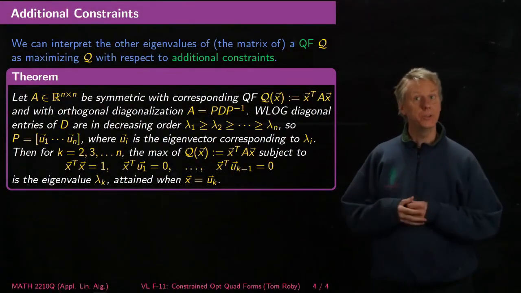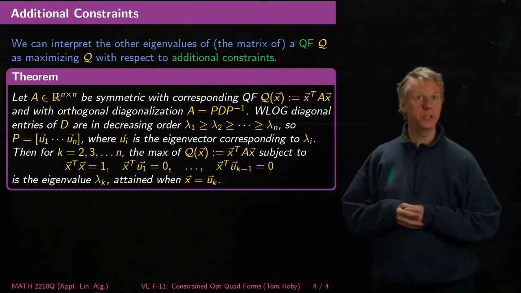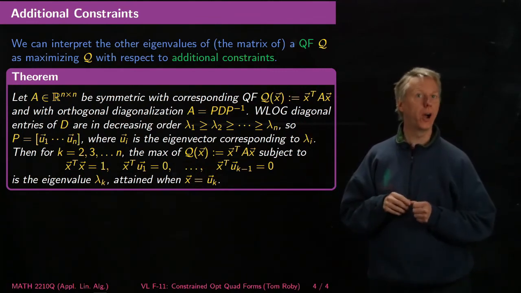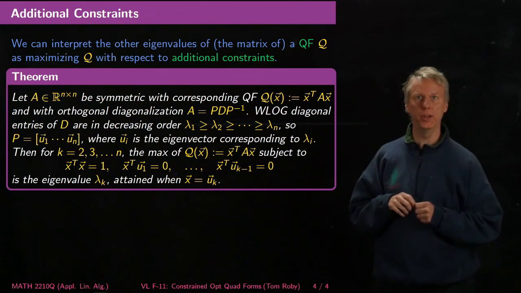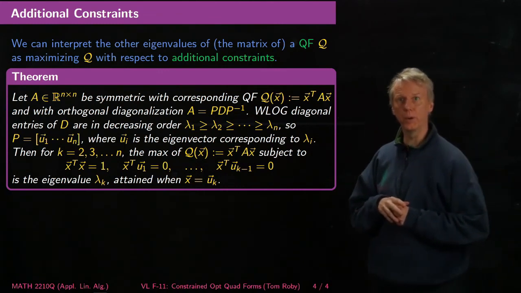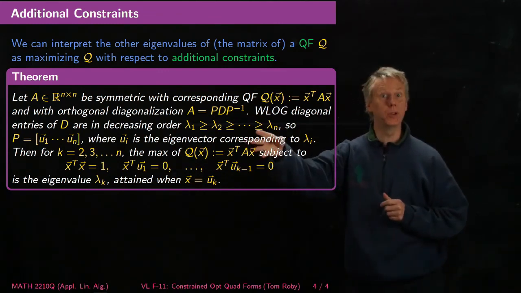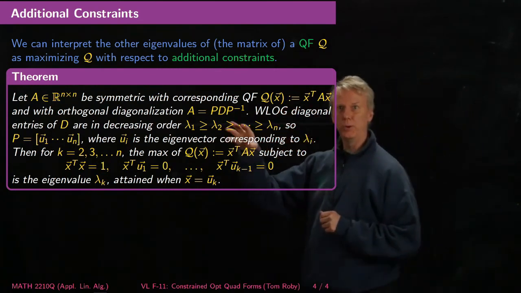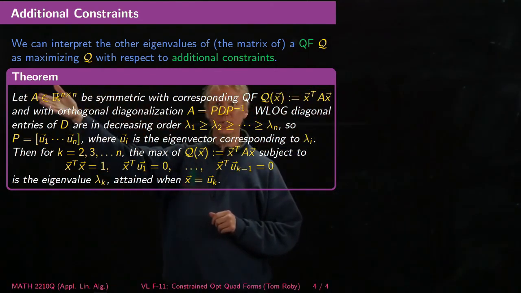Okay, so now let's see what we can do when we have a situation where we might have additional constraints, and it'll allow us to interpret other eigenvalues of the matrix corresponding to the quadratic form. So here's the big theorem. It looks like a lot, but a lot of it is just saying things that are easy to understand, so don't be put off by it. This is all stuff we're familiar with, right?